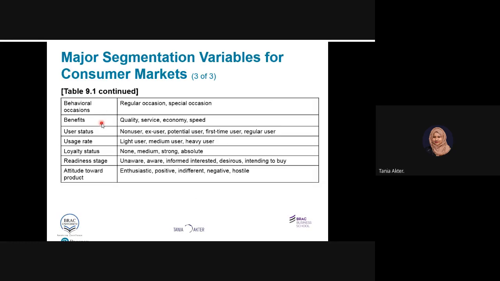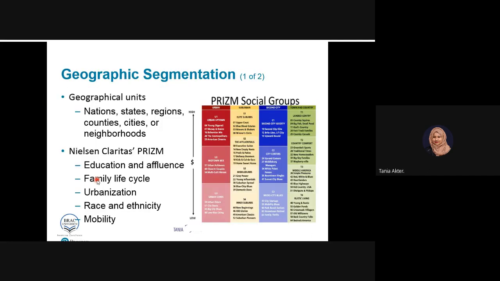Moving ahead to behavior segmentation. There are different criteria in terms of occasion, benefits, user status. User status can be non-user, ex-user, potential user, first-time user, regular user. Usage rate: light, medium, heavy user. Loyalty status: none, medium, strong, absolute. Readiness stage: unaware, aware, informed, interested, desirous, intending to buy. And attitude towards the product can be enthusiastic, positive, indifferent, negative, and hostile. So these are five different attitudes for a product. Occasion, benefit, all these criteria are behavior segmentation criteria. I'm going to explain one by one.